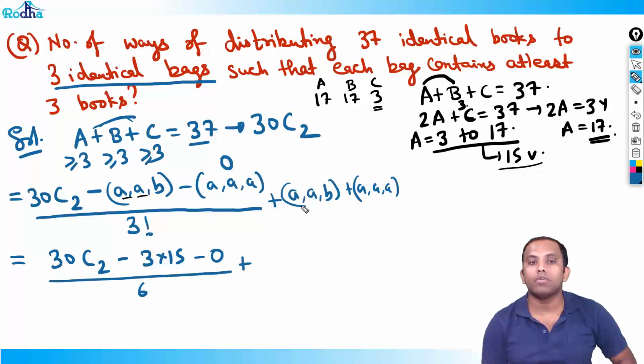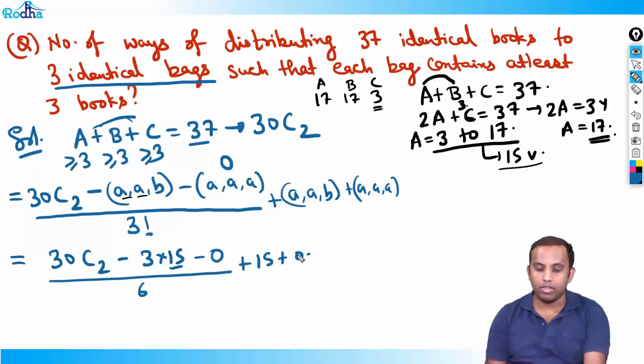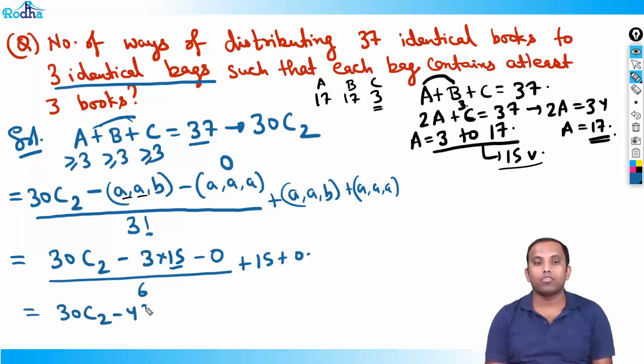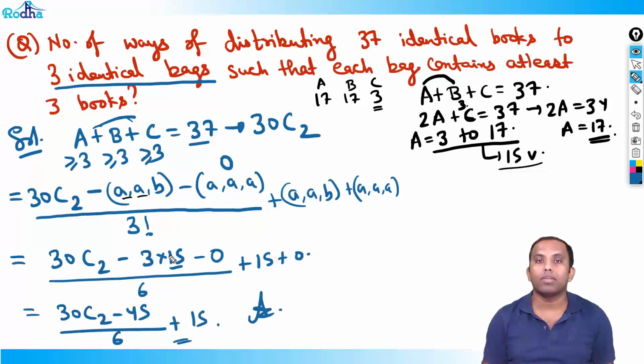Plus how many cases of AAB will we add? 15 cases plus 15 cases plus 0. Okay, so this is the answer: 30C2 minus 45, divided by 6, plus 15. This is the answer for this question. I hope it is clear. These are very good questions we are discussing. Kindly focus hard, and all the previous videos must be completely covered to understand these very tough concepts, right?